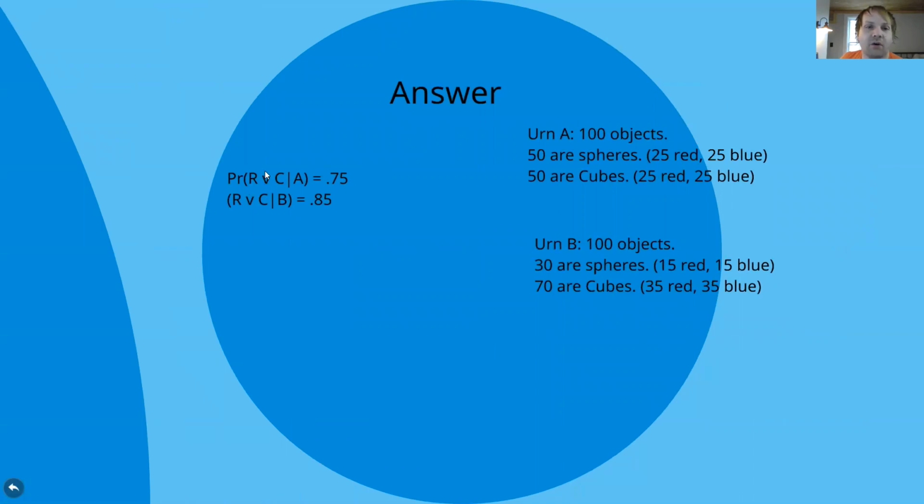The probability of R or C, of red or cube, if we draw from urn A, would be 0.75, just like the answer that we got last time in the disjunction problem. The probability of R or C if B, notice that we used A and B here for urn A and urn B respectively, would be 0.85.